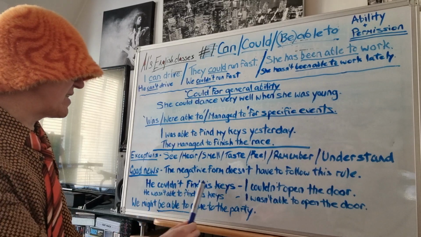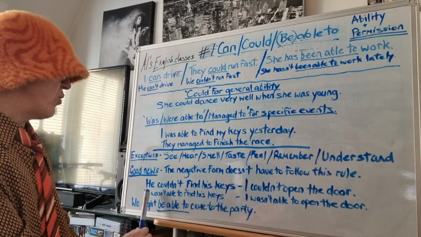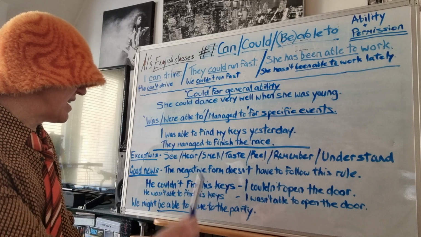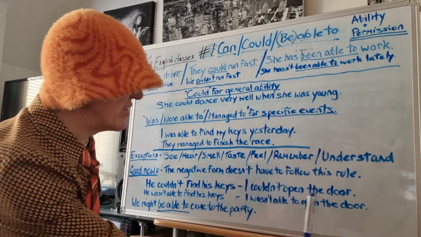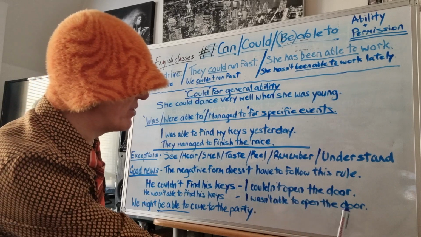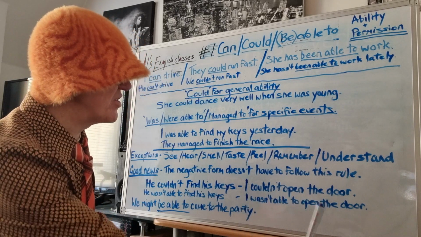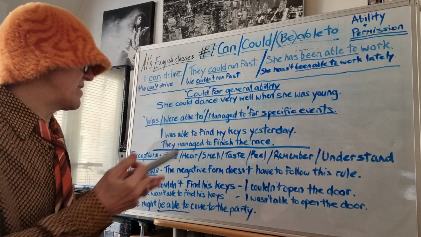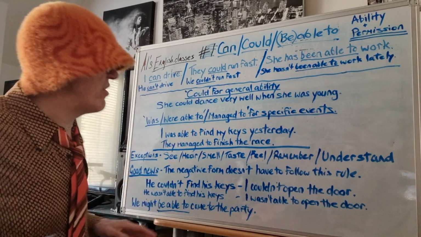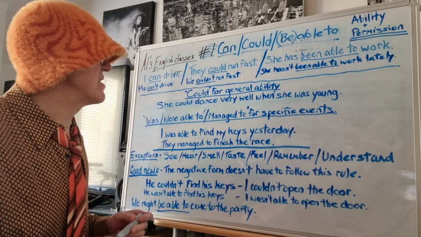He couldn't find his keys. He wasn't able to find his keys. He didn't manage to find his keys. I couldn't open the door. I wasn't able to open the door. I didn't manage to open the door. The third one maybe not so common, but that's it. The negative form, you don't have to worry. Couldn't is fine in all situations.